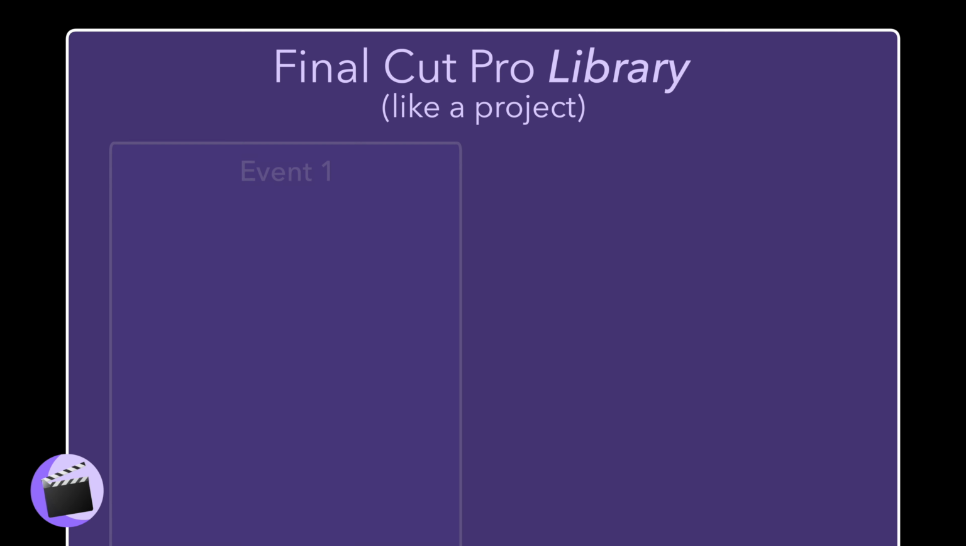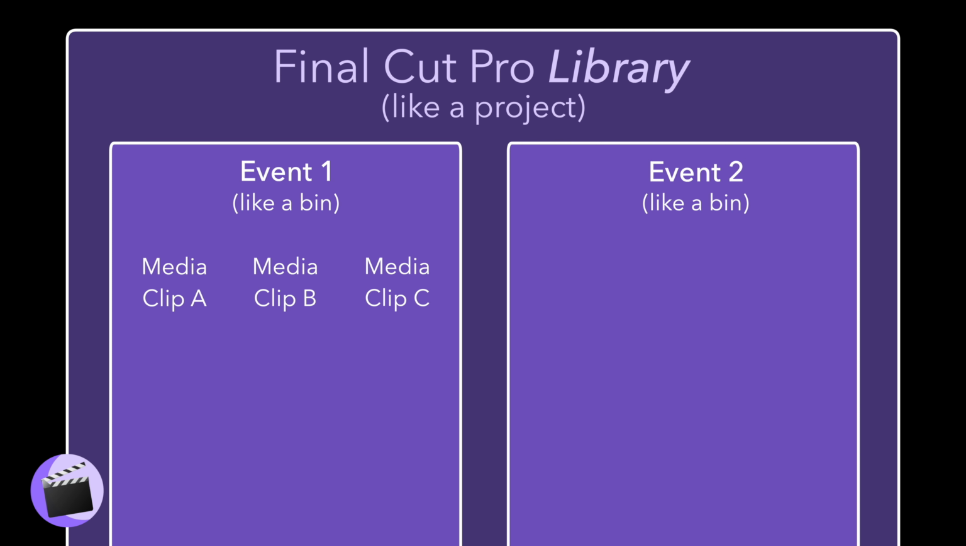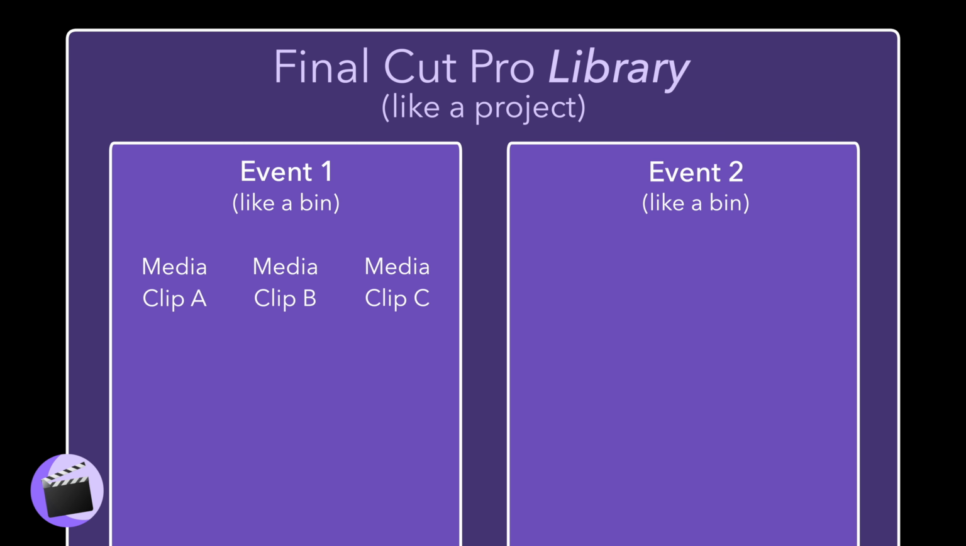Within a library, we have events. Events are essentially containers to hold and organize clips of media. Going back to traditional editing software, events are equivalent to bins. All media clips must live within an event. All events must live within a library. Within Final Cut Pro, a project refers to what traditional editing software would call a sequence or timeline. Now, like media clips, all projects must also live inside of an event.